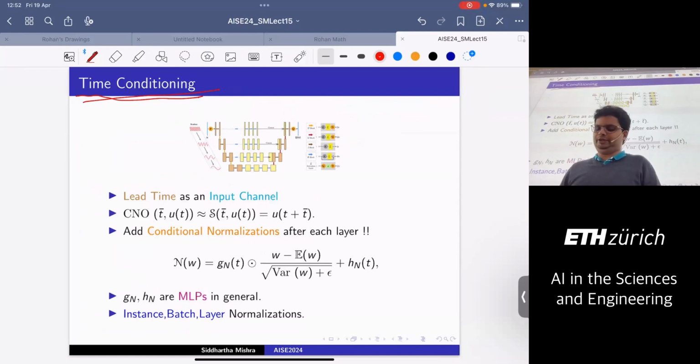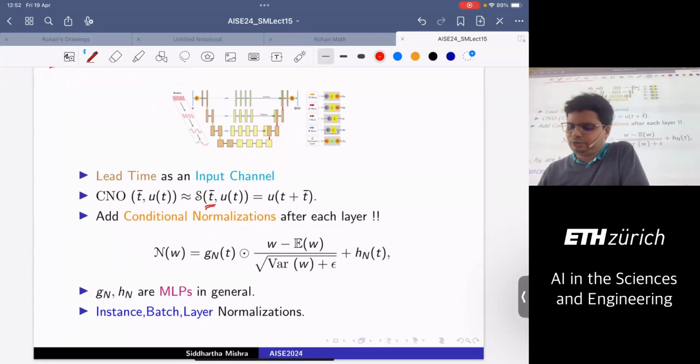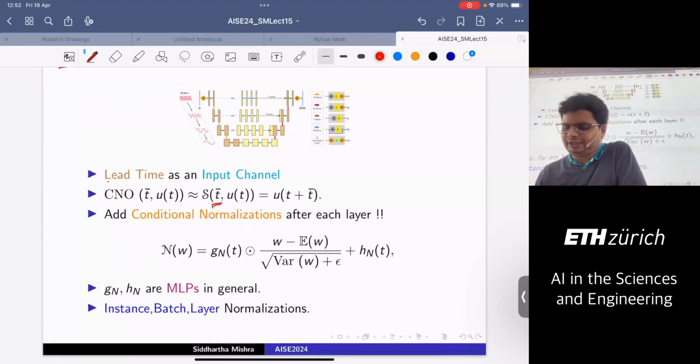What we do in this lead time conditioning, or time conditioning, is that time itself, just like in the solution operator, should be in the input. It should be an additional channel. That's already an advantage, because it allows you to have continuous in time outputs. You take CNO, for instance, or FNO for that matter, it does not really matter. This is agnostic to the model. The first element is that you give the lead time, the time to forecast, as an input.